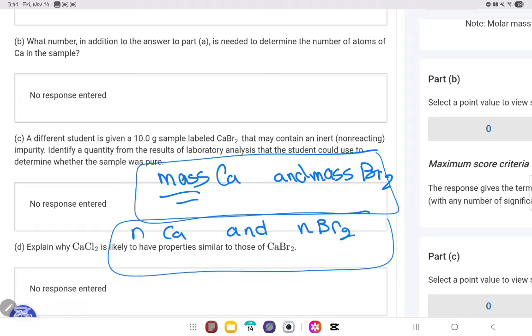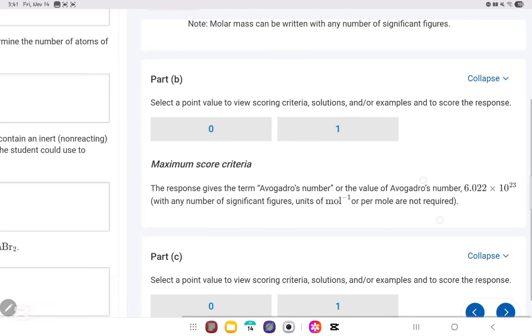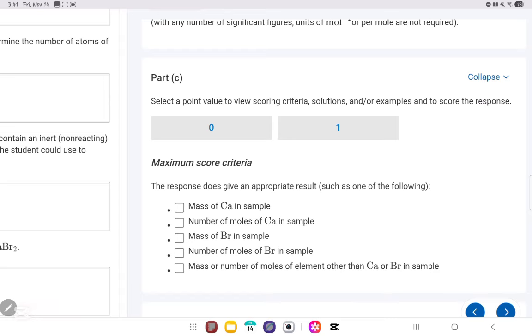This will help us identify them, right? It will help us identify if we have anything added that's an impurity, right? So anyways, how do we know if we have more than one answer? If you click on the mass of Ca, you will also click the mass of Br, so both of them need to be added together.